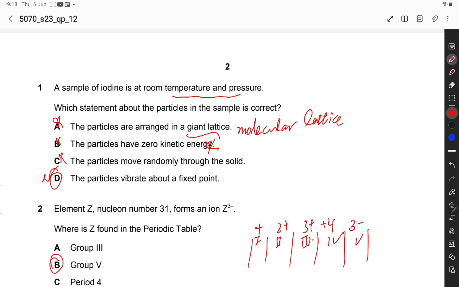The particles move randomly through the solid. In solid the movement is not random. The particles vibrate about a fixed position. This D option is correct because iodine exists in solid state at room temperature and pressure, and solid particles vibrate on their fixed position.